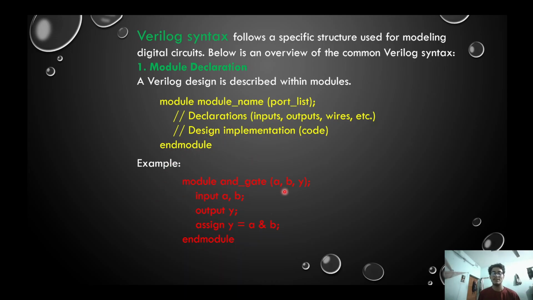For example, we write a Verilog code here. The code starts with the keyword module and ends with the keyword endmodule. We write module, then AND gate as the module name, then A, B and Y as ports. Then we declare A and B as input, Y as output. Then we assign A and B into Y, then endmodule.